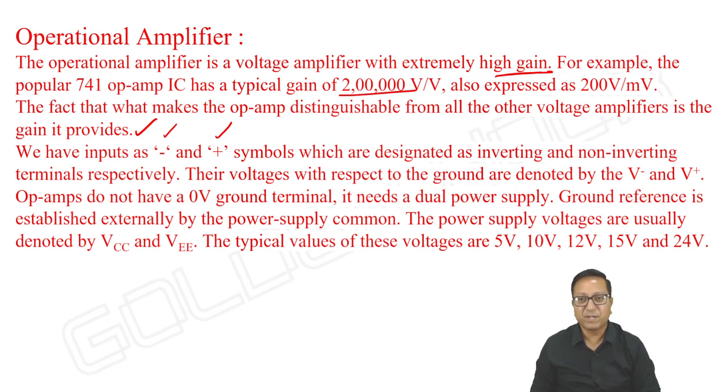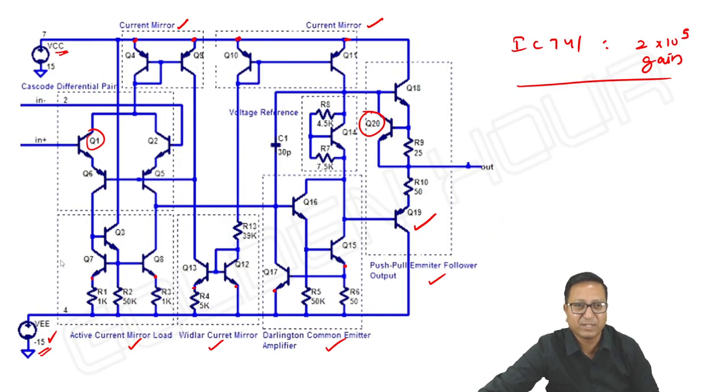The power supply voltages are usually denoted by VCC and VEE, and the typical values are 5 volts and minus 5 volts, 10 and minus 10, 12 and minus 12, 15 and minus 15, 24 and minus 24. These are the ranges you can see as far as the power supplies of the operational amplifier are concerned.